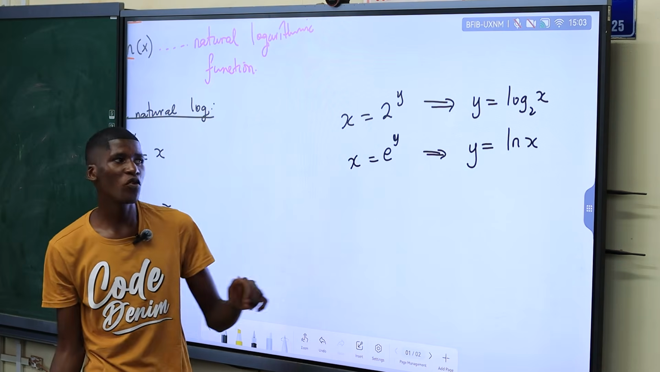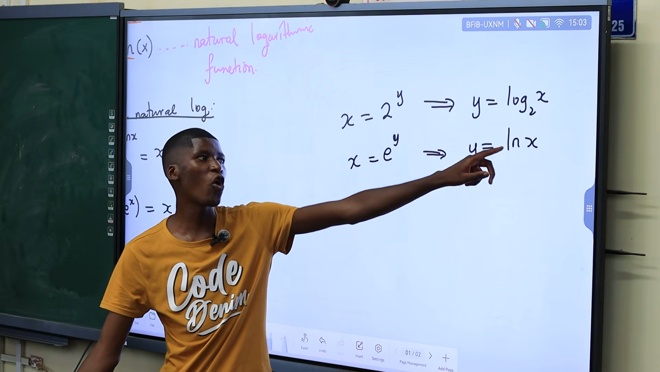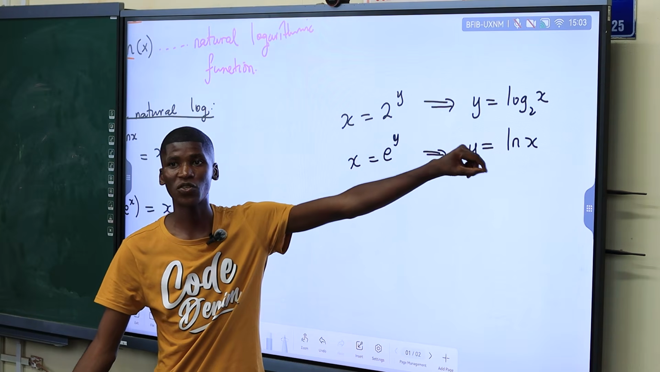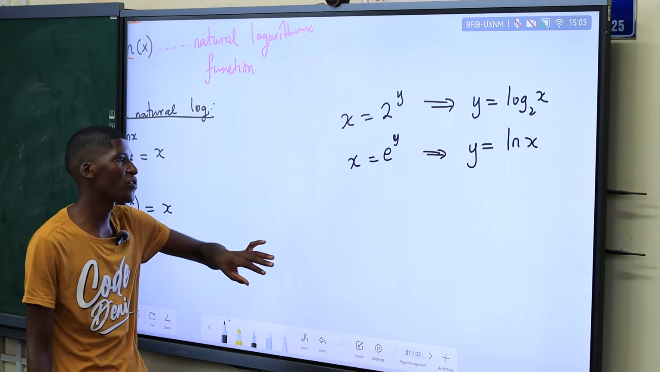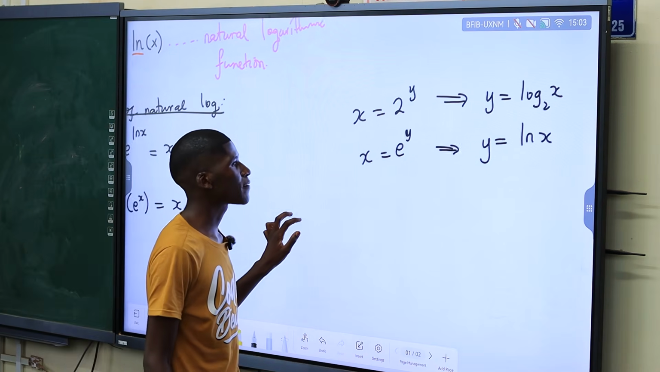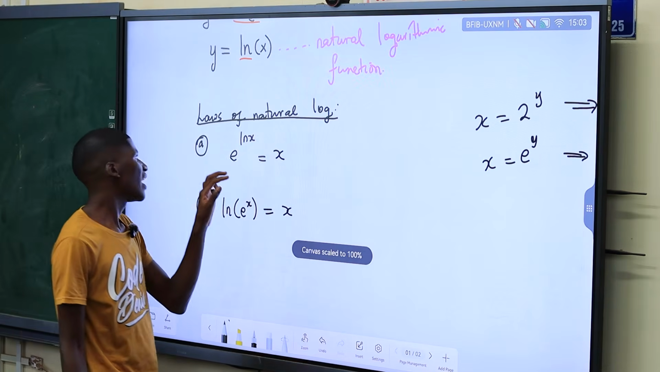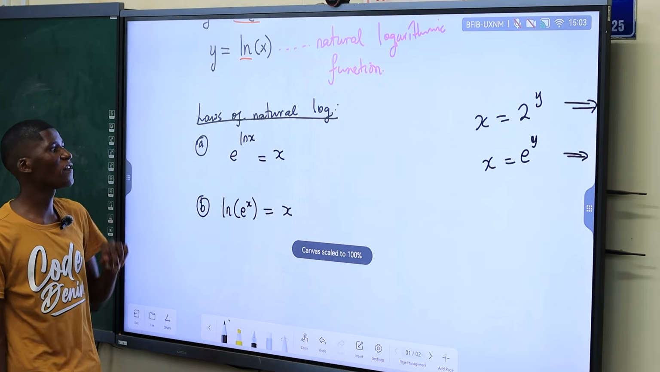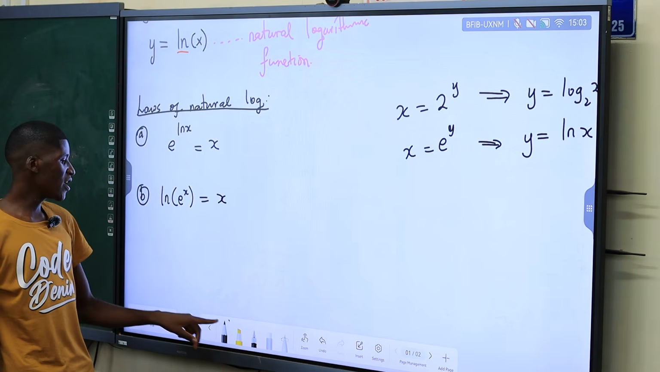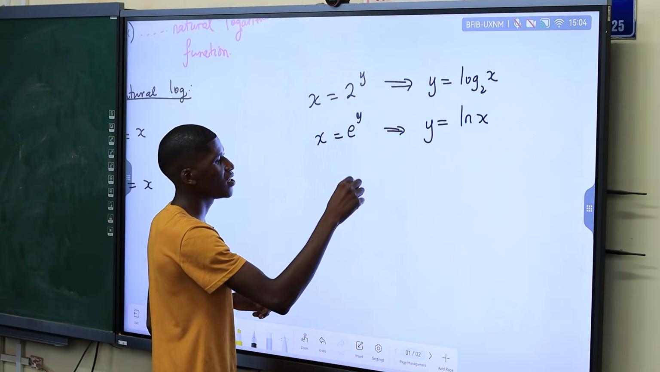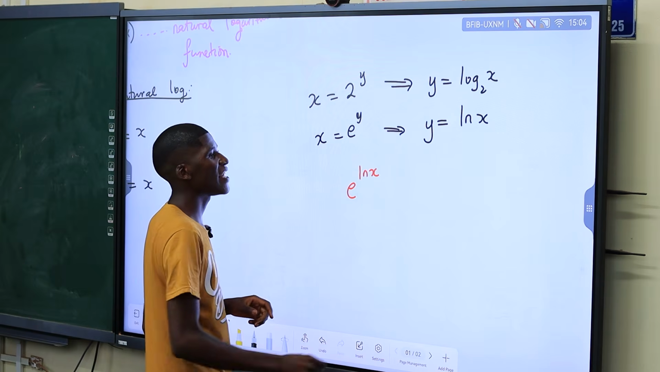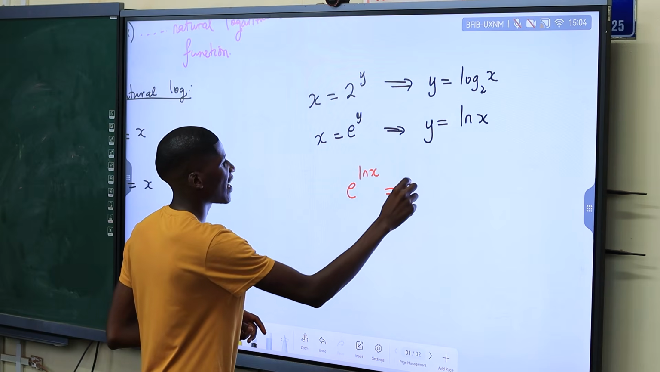We can say that this is the same thing as saying y is equals to ln of x. Remember that ln is actually log base e. So I will not write log base e anymore, I will write ln. So at this point what we see here is e to the power of ln x. Let's rearrange it: e to the power of ln x is equals to x.